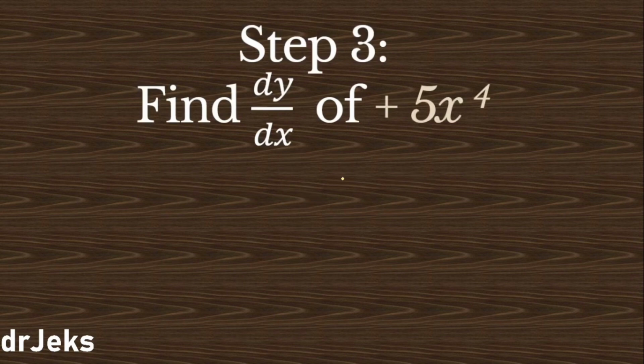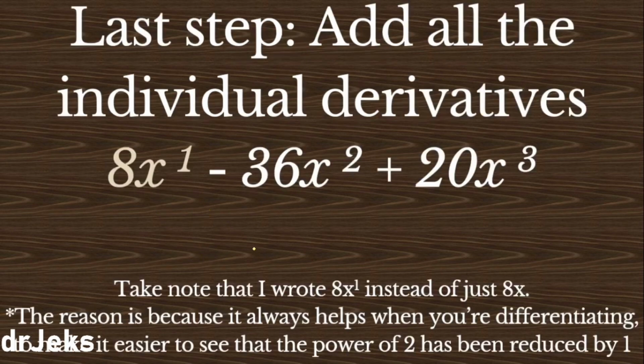Then the last term is 5x to the power 4. Again, this 4 will multiply the coefficient of x, and we are going to subtract 1 from that 4, leading to 4 multiplied by 5x to the power 4 minus 1, and this gives you 20x to the power 3. So the last step would be to add up all the individual derivatives: 8x to the power 1 minus 36x to the power 2 plus 20x to the power 3. So this will be your final answer.